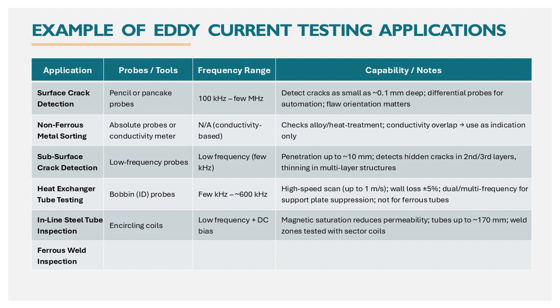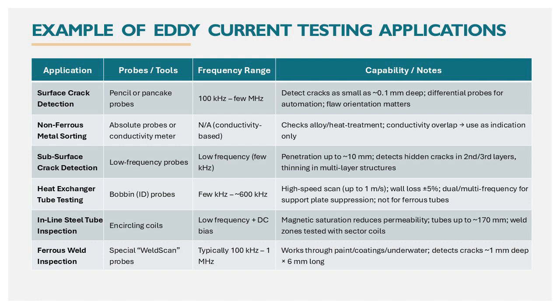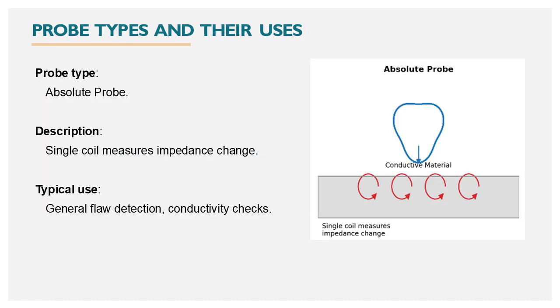weld zones tested with sector coils. For eddy current testing applied to ferrous weld inspection, recommended probes or tools is special weld scan probes, frequency range is typically 100 kHz through 1 MHz, its capability is, works through paint or coatings or underwater to detect cracks up to 1 mm deep by 6 mm long. Probe types and their uses.